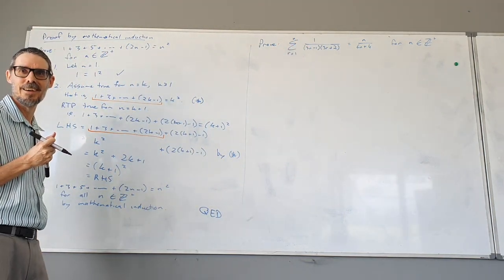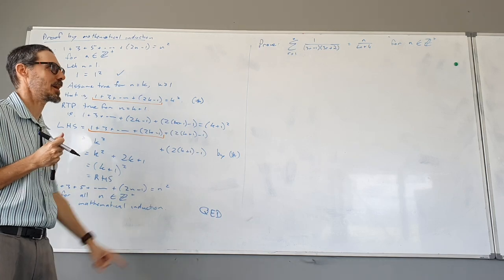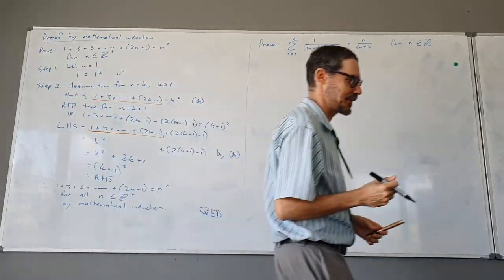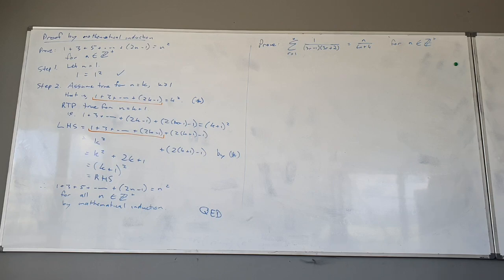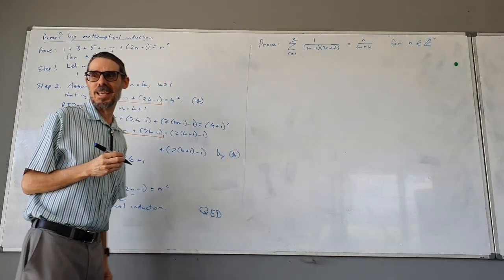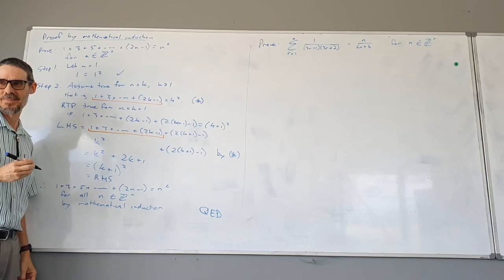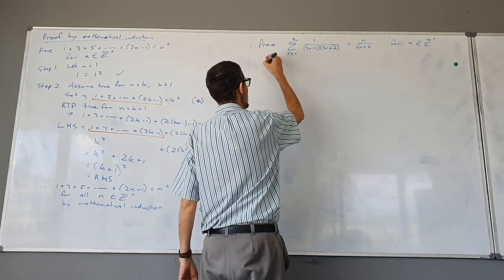Sorry? I did that. You've done that? Yeah. Okay. But you haven't done this proof yet? No. For all positive integers n. So where are we going to start, Rain? The first one. Which is? 1. Step 1.